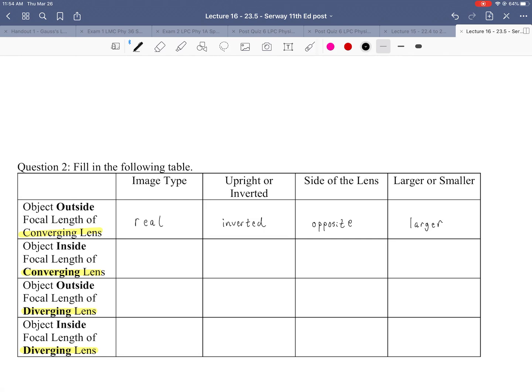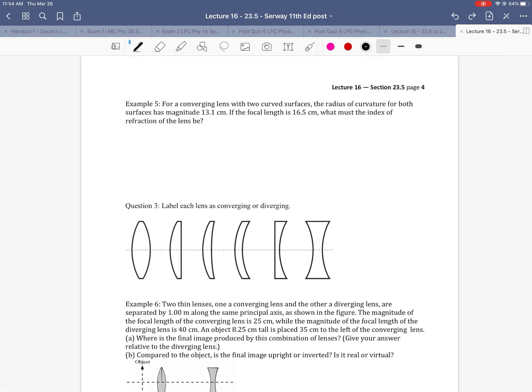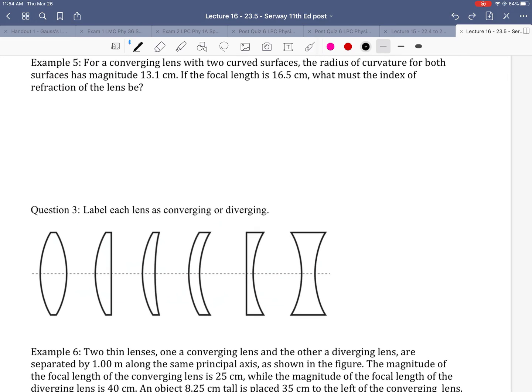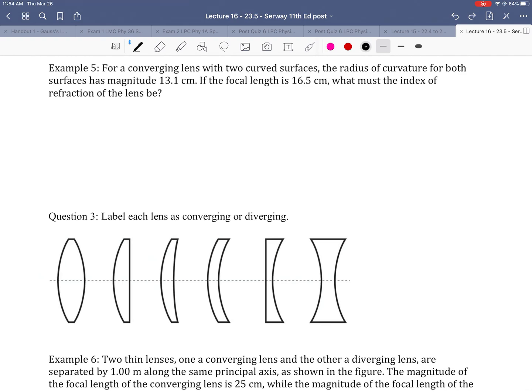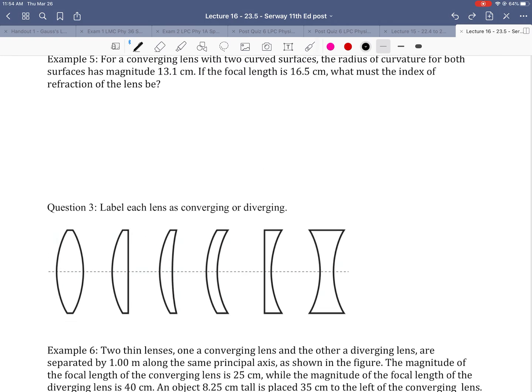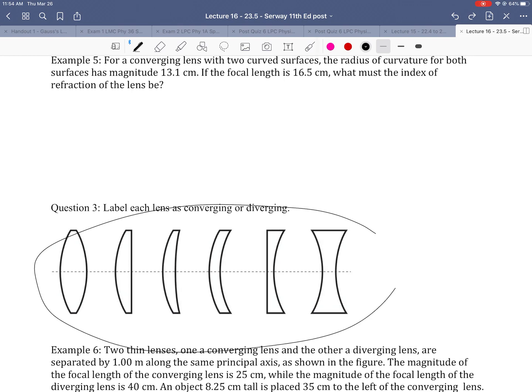I'll post the notes after the fact, but I think it would be very useful, by seeing an example of me filling in one row, for you to fill in the rest of the information and make sure you understand it. Speaking of which, there are things for you to do. You have example 5 and question 3, where you're just identifying which of these lenses are converging and diverging.